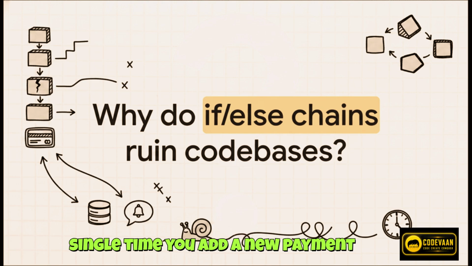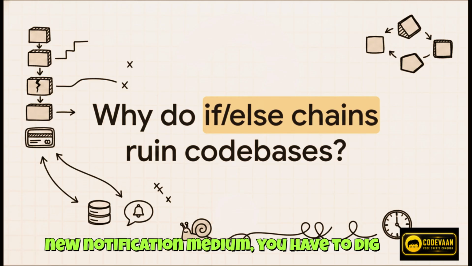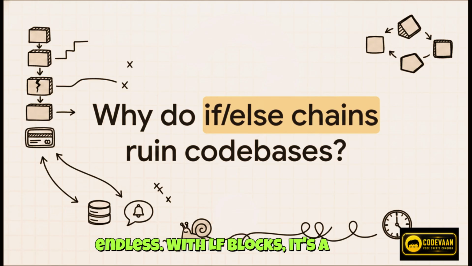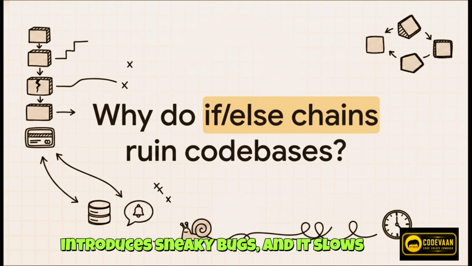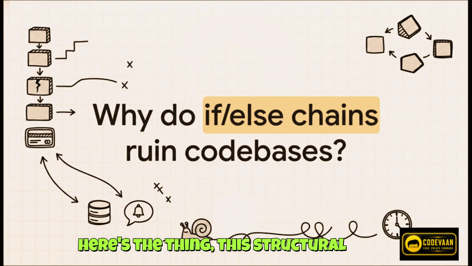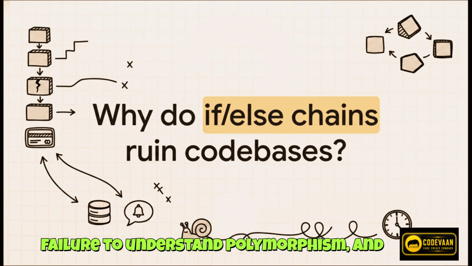Every single time you add a new payment processor, a new database connector, or a new notification medium, you have to dig back into your core codebase and modify endless if-elif blocks. It's a nightmare. It breaks your app, it introduces sneaky bugs, and it slows development to an absolute crawl. And here's the thing, this structural weakness is almost always caused by a failure to understand polymorphism.